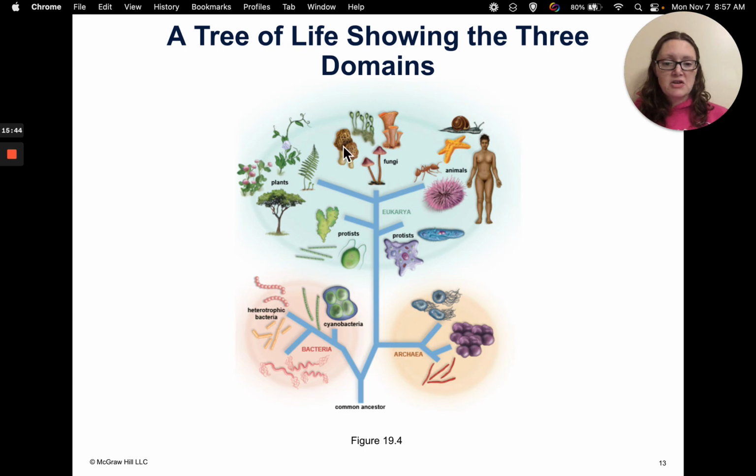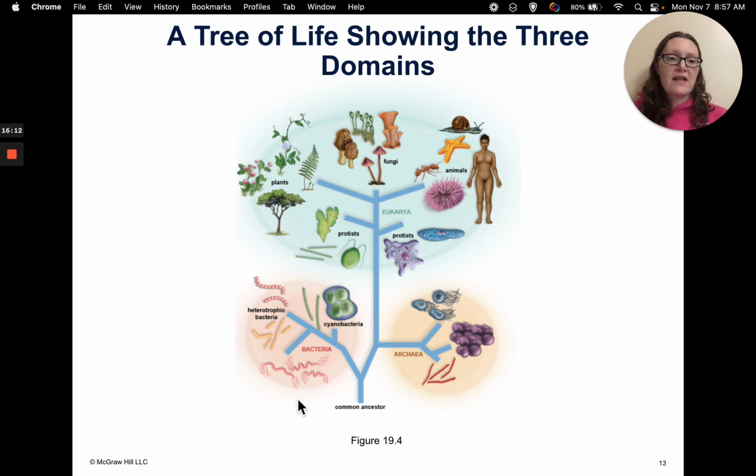So this kind of shows how it branches off. We have our common ancestor back here, and that gave rise to bacteria and Archaeobacteria. And if you look, Archaeobacteria gave rise to the Eukarya. So they had a common ancestor here. So really the most primitive was the bacteria. And the bacteria gave rise eventually to the Archaeobacteria and the Eukarya. So that's kind of interesting.